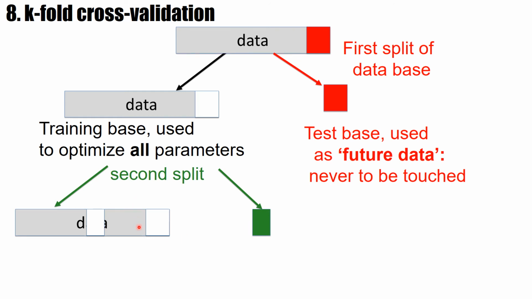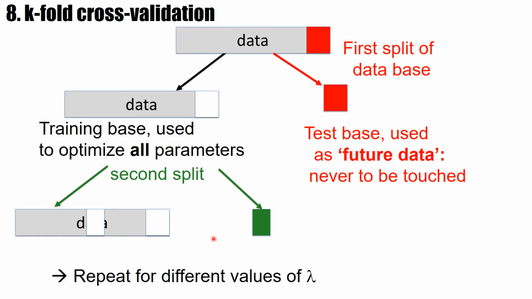until you have used all the data. And then you average over the result and you repeat the whole procedure for different values of lambda, of your regularizer, and then you pick in the end the lambda that gives the best performance on this average over your k folds of the data.